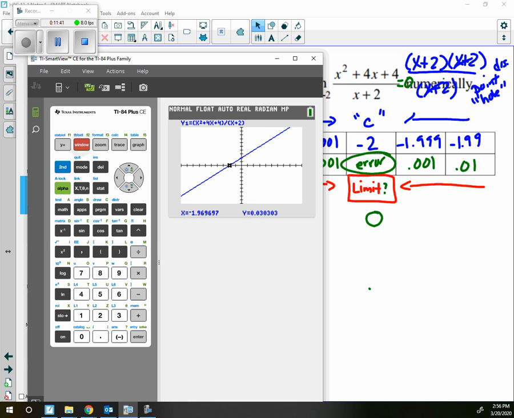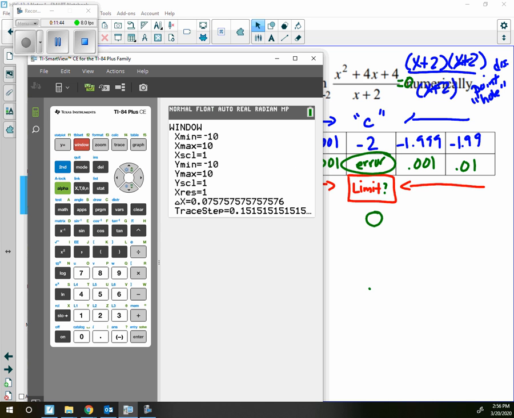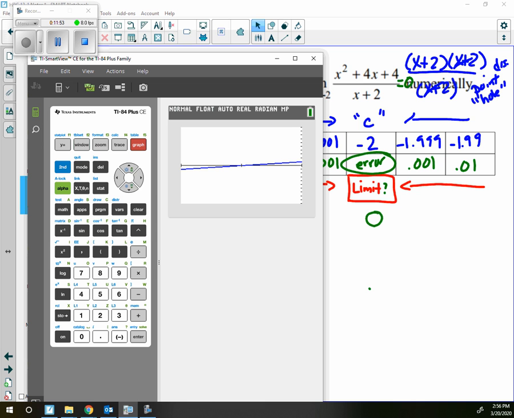If I zoom in on that, going from an x value of negative 3 up to negative 1, just so you can see what's happening, see, there's that little break right at negative 2 on 0.